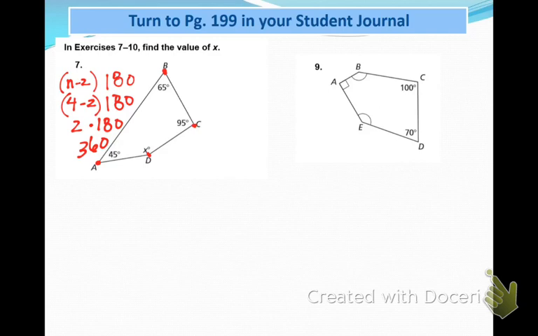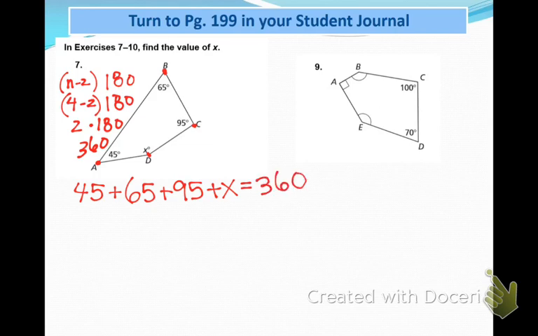So if you know all of the angles add up to 360, how can we solve for x? Add them all up. Yep. Add all 4 angles up, and set them equal to 360. So I start with A. Doesn't matter which one you start with. 45 plus 65, plus 95, plus x. You can be following along in your student journal. That's why you have it, not for me to do it, but for you to do it with me. And they all equal 360 degrees.